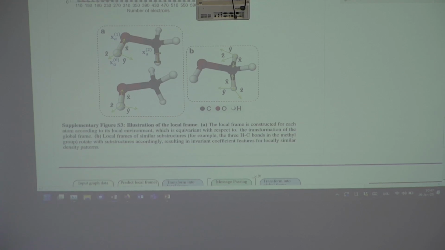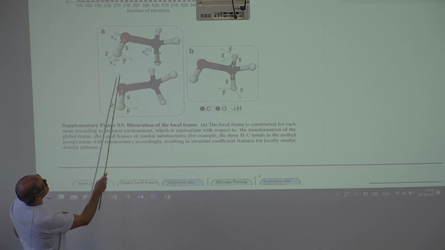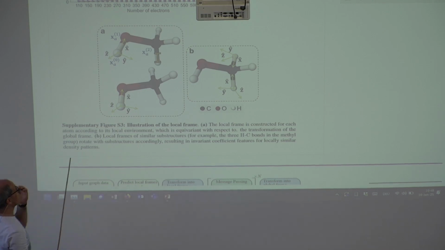And here are some details on the particular architecture. So I mentioned briefly last time this idea of achieving equivariance or invariance by the use of local frames. And here you can see these local frames that rotate along with the molecule.